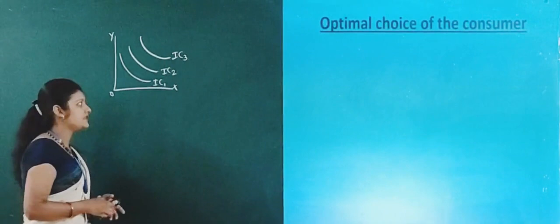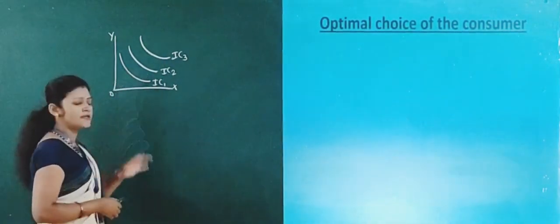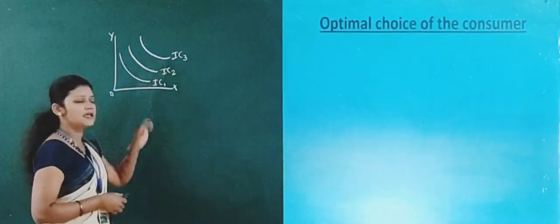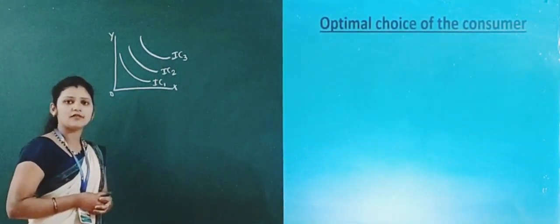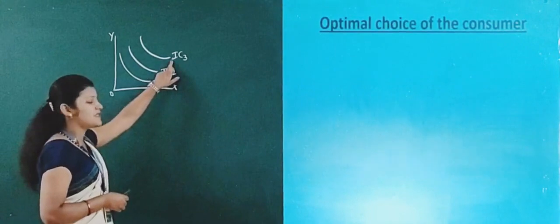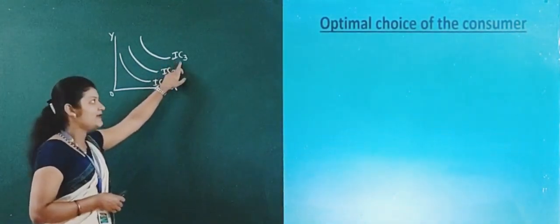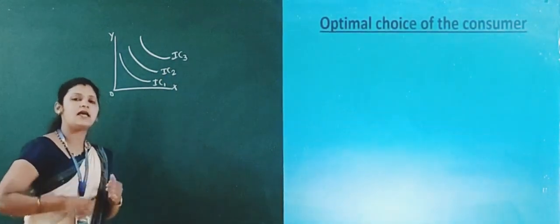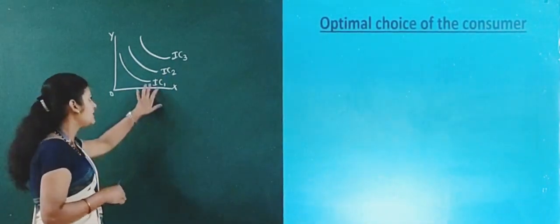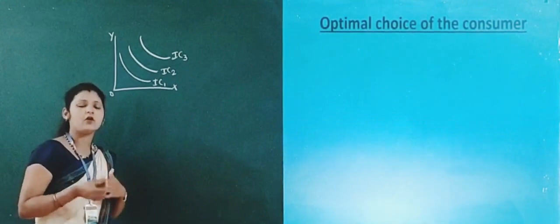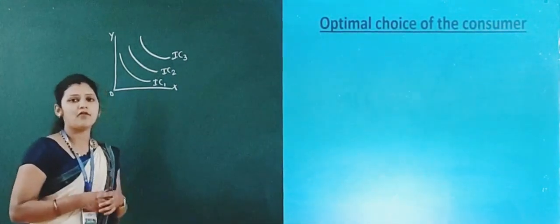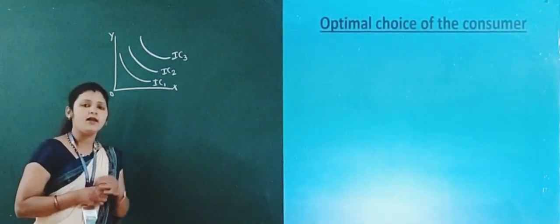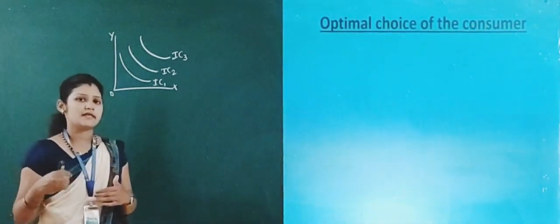Here it gives us three combinations of two commodities, and each and every combination gives us different levels of satisfaction. Which one is the higher indifference curve here? IC3. IC3 is the higher indifference curve which gives us the higher level of satisfaction. IC1 is the lower indifference curve which gives us the lower level of satisfaction. This is about the indifference map.